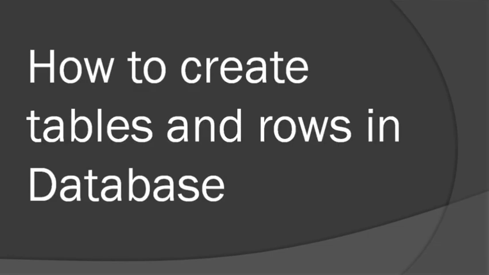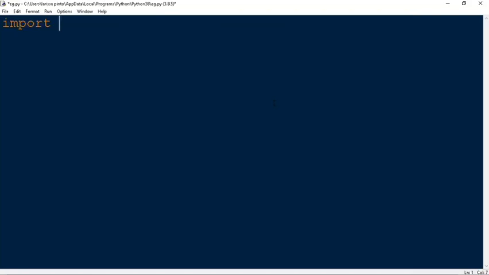How to create tables and rows in a database. Tables in a database are arranged in rows and columns. For that you have to import sqlite3, and we'll rename it as sq, and then we create a connection to a database.